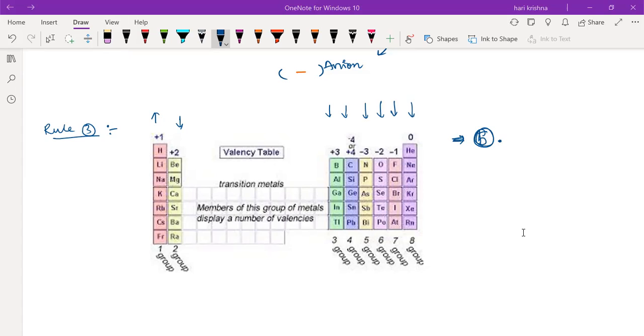So you have to remember all these 8 groups: first, second, third, fourth, fifth, sixth, seventh, eighth. That is the third rule. First group elements will show +1, second group elements will show +2. Like that, you have to remember all the elements group-wise. That is the third rule for the oxidation number method.